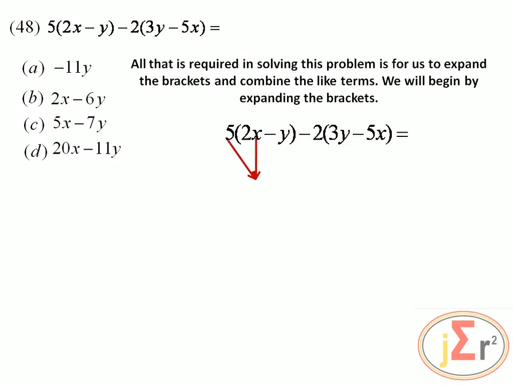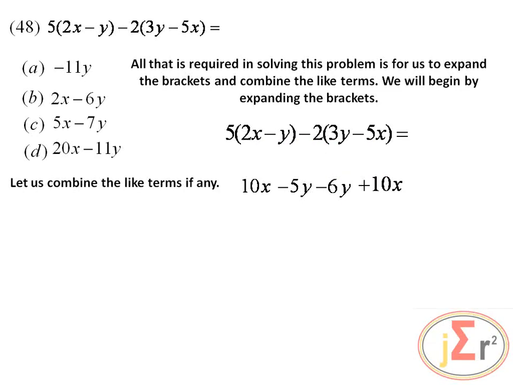So what do we do? We say 5 times 2x, and that is equal to 10x. Then we continue with the 5 times a negative y. We have negative 5y. Move to the next product. Negative 2 times 3y. We have negative 6y. And of course, negative 2 multiplied by negative 5x, we will have a positive. See, negative multiplied by negative is equal to positive. We will have a positive 10x right there.